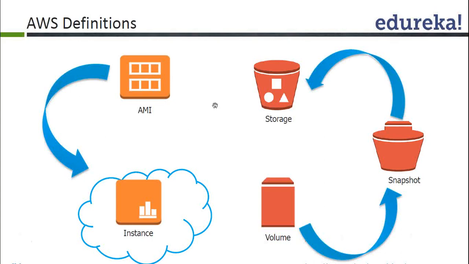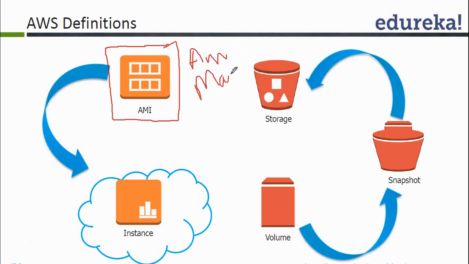Now, this is a very important slide, so pay a little attention here. This is the Amazon Web Service terminology, and I would like to spend some time here. First concept is AMI, popularly known as Amazon Machine Image. Now, what is that Amazon Machine Image?